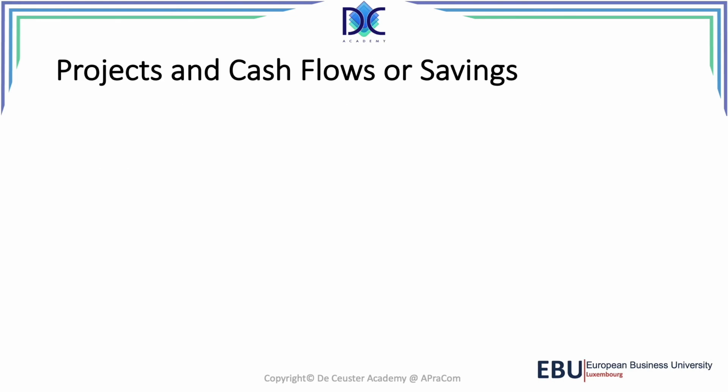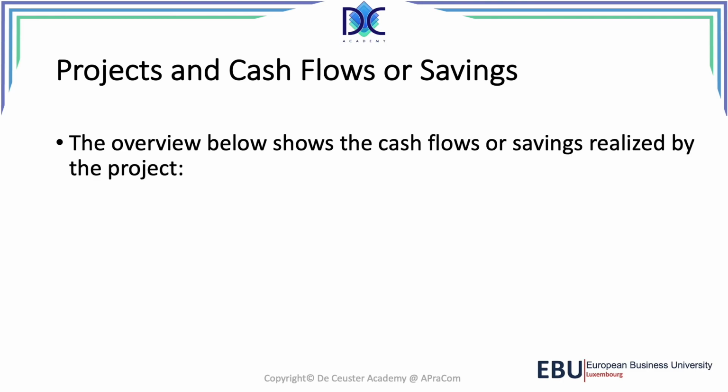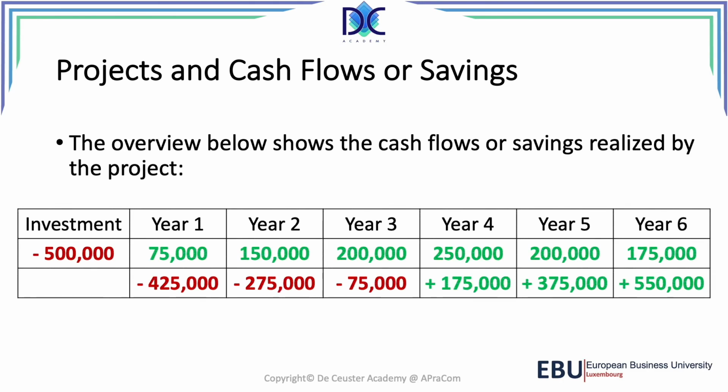Now, when we look at the project cash flows and savings, here below we have some cash flows. I selected a simple project where we have an investment of 500,000 euro, dollar, whatever. I put a minus sign because it's a negative value, it's a payment. And we see in year 1 we get 75,000, year 2 150,000, year 3 200,000, year 4 250,000, year 5 200,000, and year 6 175,000. Now what we see here in the second row is a simple calculation. So we have the initial investment of 500,000.